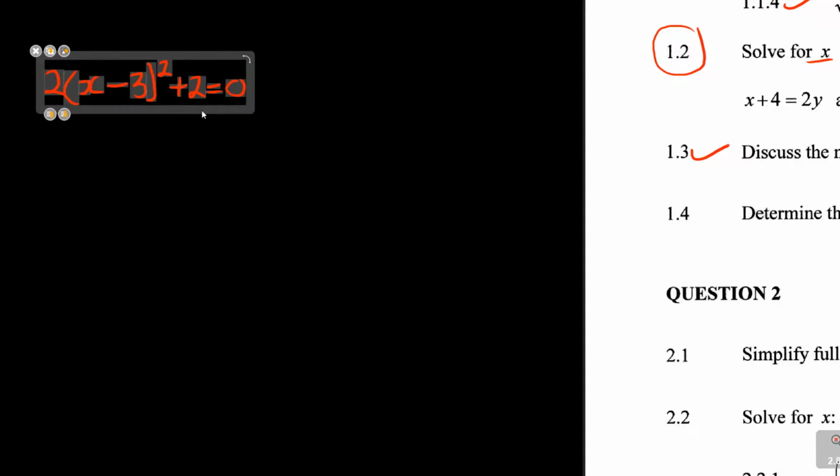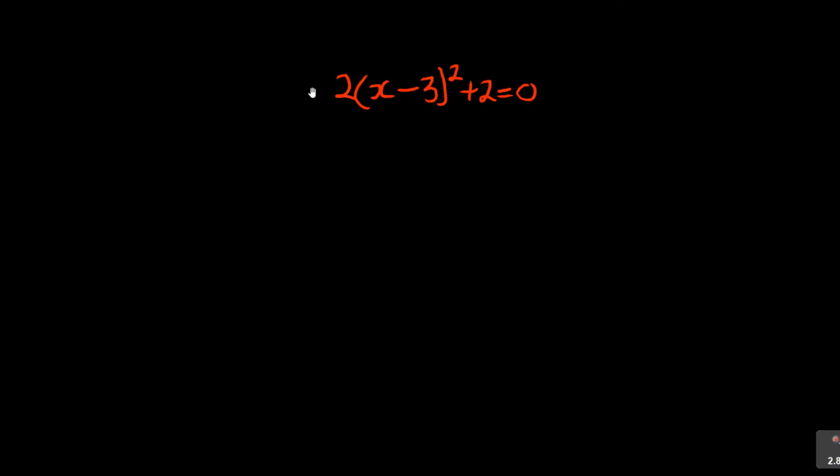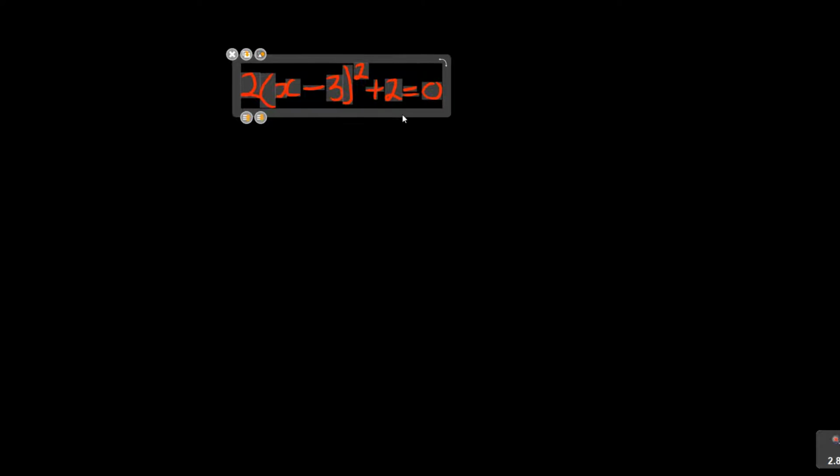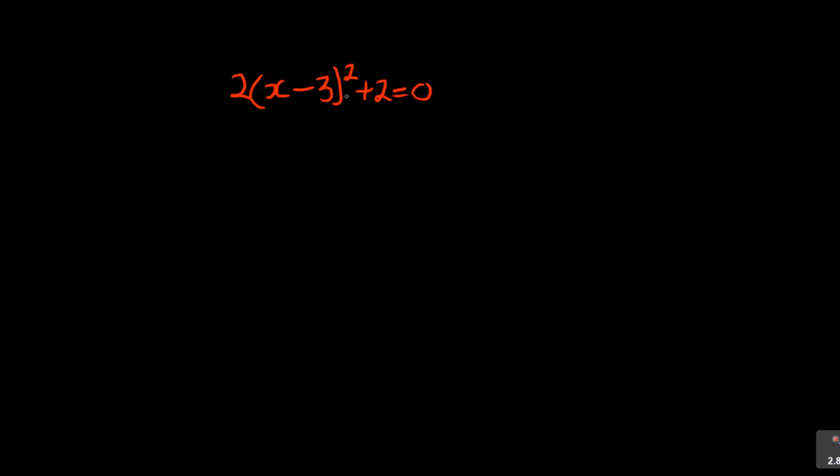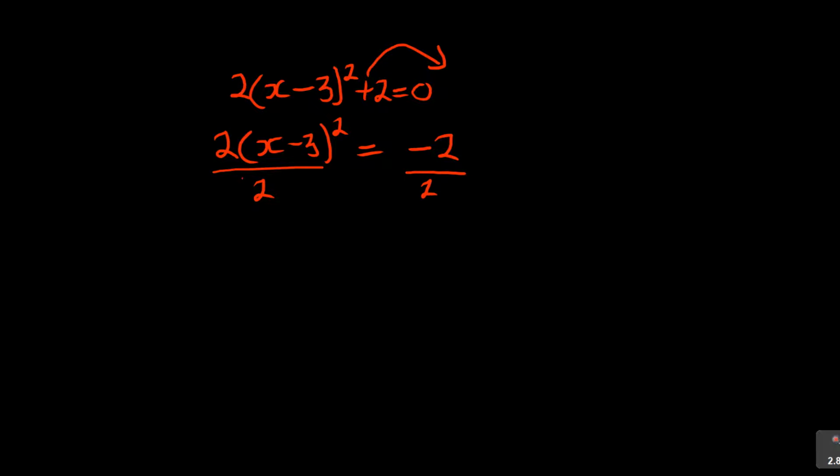Now, whenever you are to discuss the nature of roots, first thing first, let's say I was solving for x. What do I do? Take that to the other side. It would be 2(x - 3)² is equal to negative 2. You see, positive becomes negative. Now divide everything by 2 on both sides. So I've got (x - 3)² is equal to negative 2 divided by 2, which is negative 1.